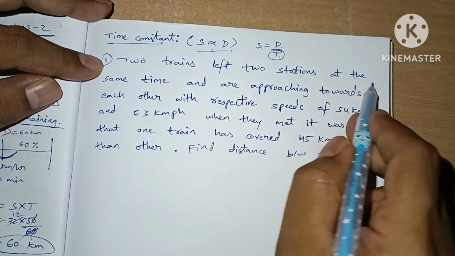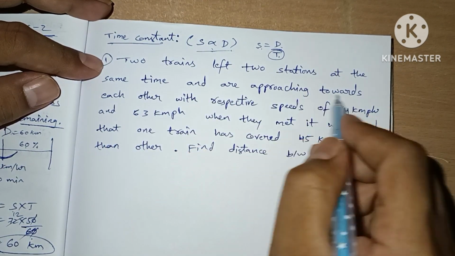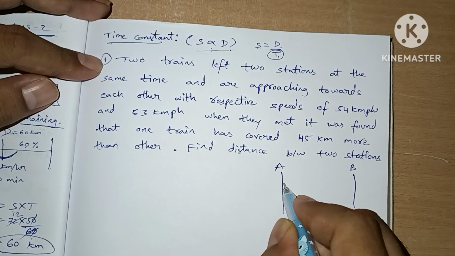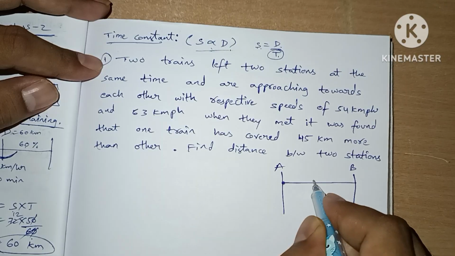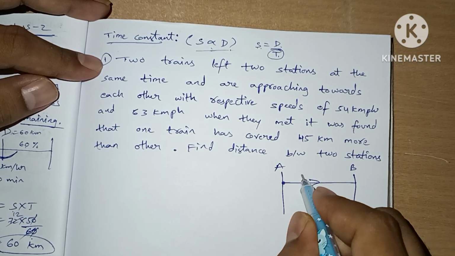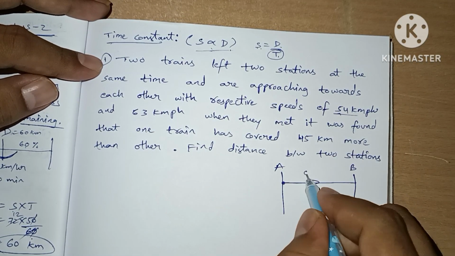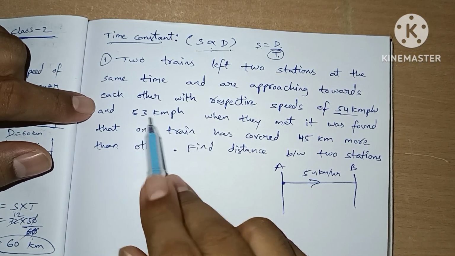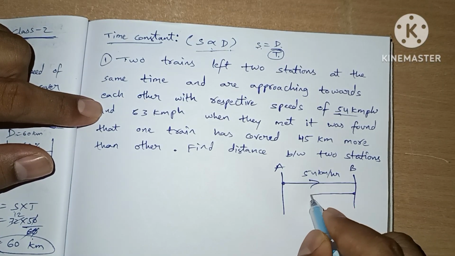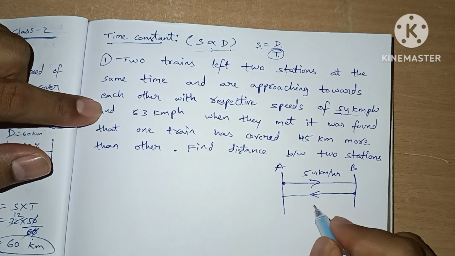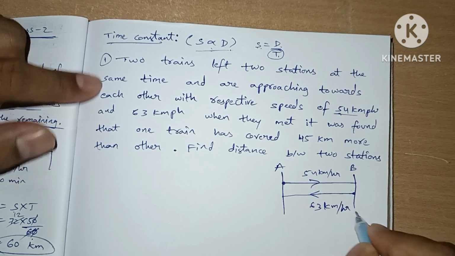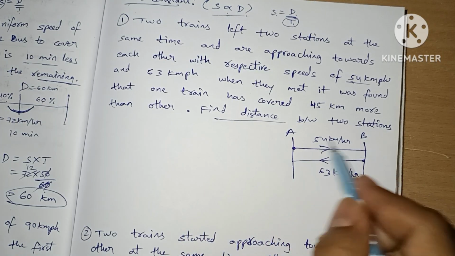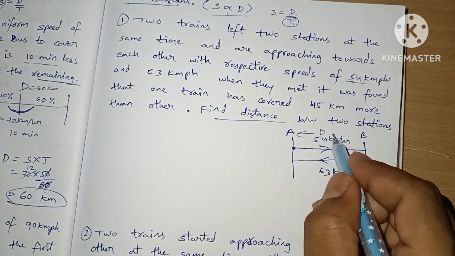Two trains leave two stations at the same time and approach each other. There are two stations, station A and station B. One train starts from A and goes to B with a speed of 54 kilometers per hour, and another train starts from the other side and approaches with a speed of 63 kilometers per hour. The question asked is to find the distance between these two stations.